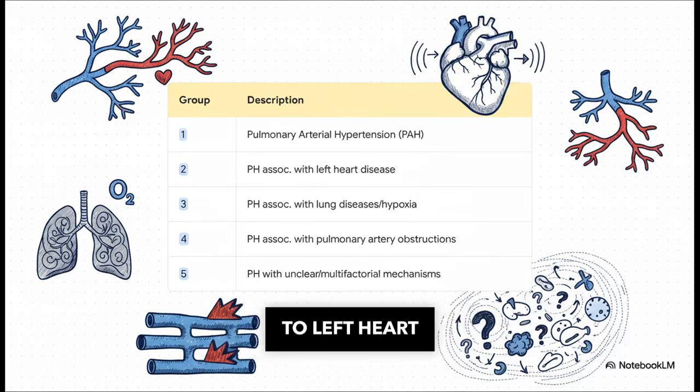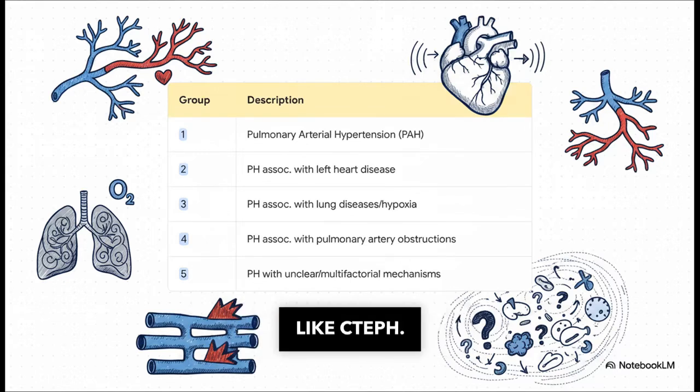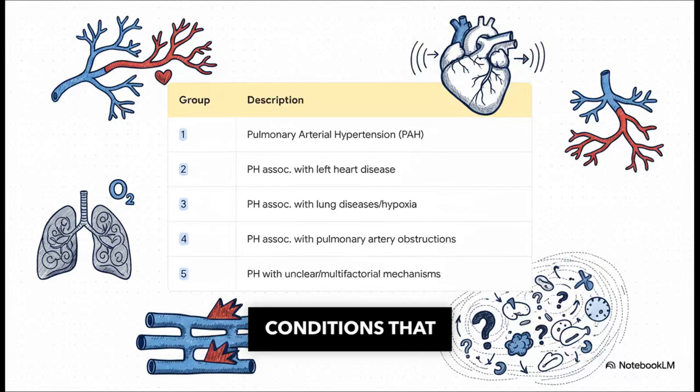Group 2 is tied to left heart disease. Group 3 is all about lung disease and hypoxia. Group 4 covers obstructions like CTEPH, and Group 5, well, that's our bucket for unclear or multifactorial mechanisms. The whole point of this framework is to group together conditions that share similar pathophysiology and, importantly, similar therapeutic approaches.